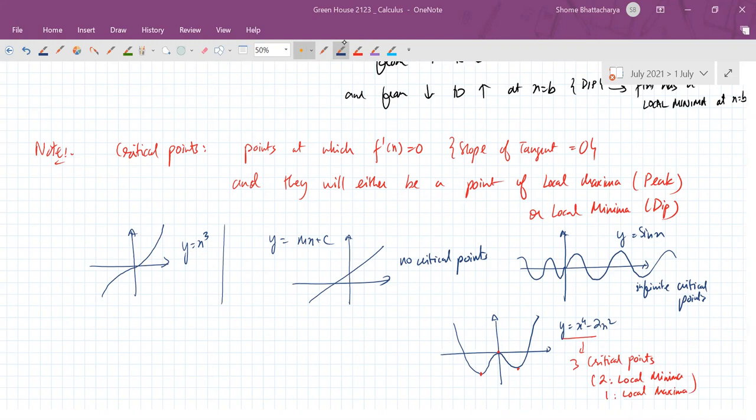Now the question arises: without drawing the graph and all that, which is more lengthy, how do we quickly, with a sort of shortcut method, understand that a given critical point is a point of local maxima or a point of local minima? That is where the second derivative will come into action.